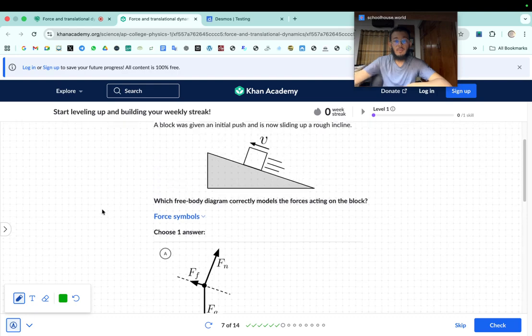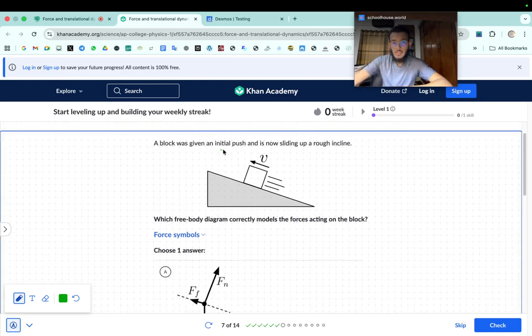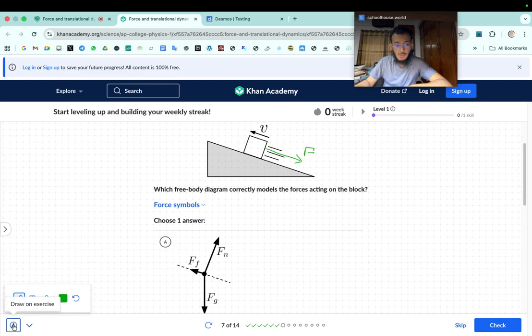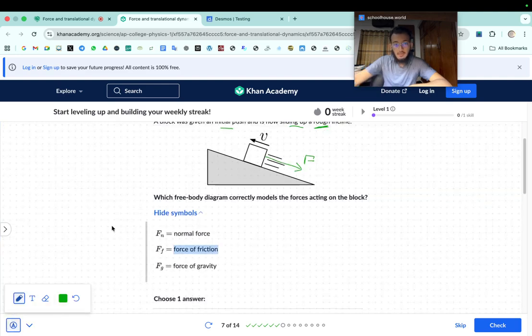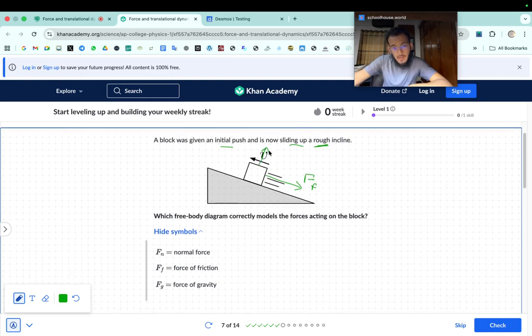We have a block that was given an initial push and is now sliding up a rough incline, which means friction acts opposite to the direction of motion. So the force of friction, F of F. The normal force acts perpendicular to the slide, F of N. And gravity always acts downwards, so this is F of G.